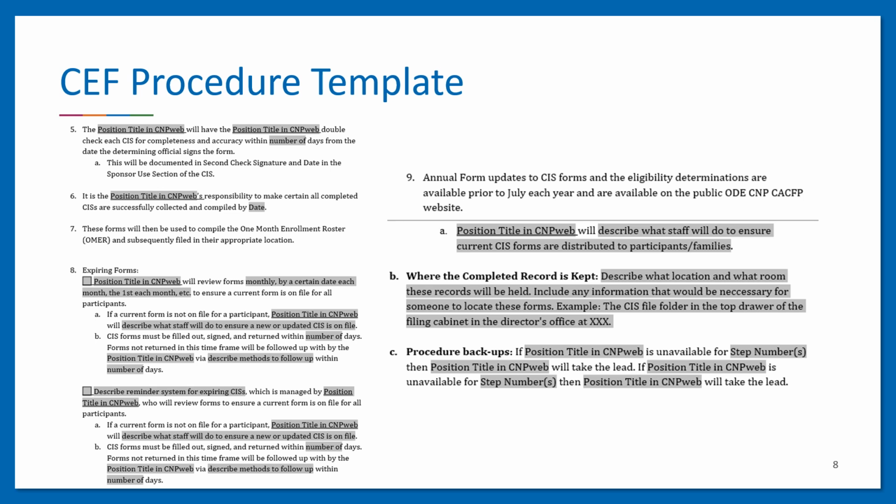The last remaining sections of the procedure are sections B and C, which will cover where the records are kept and who the backups are in case the originally designated staff members are not available.